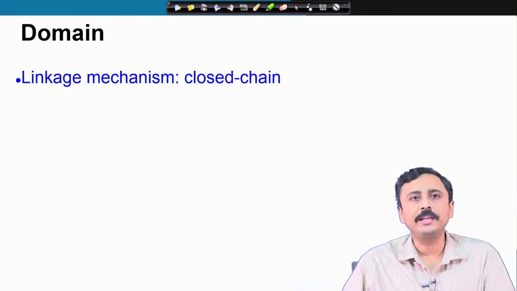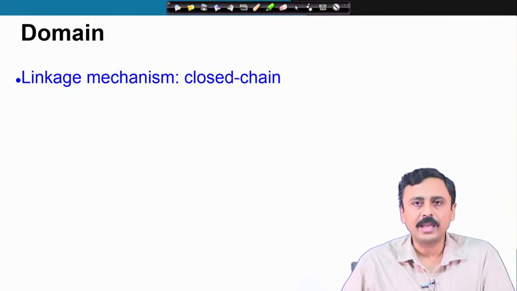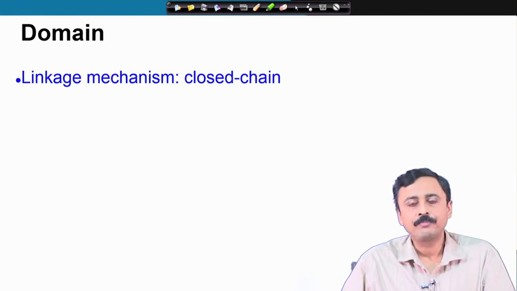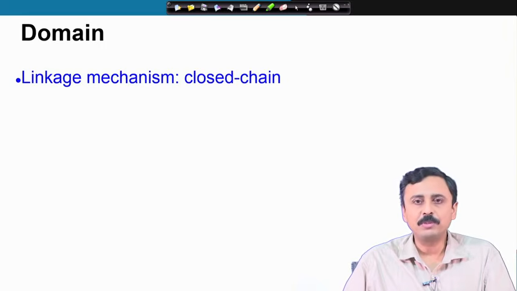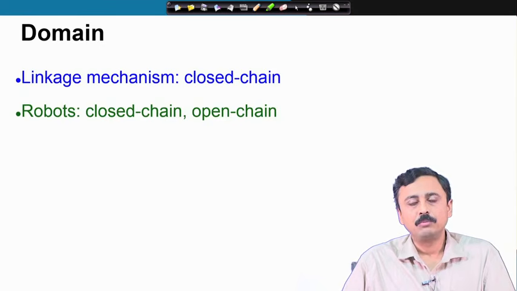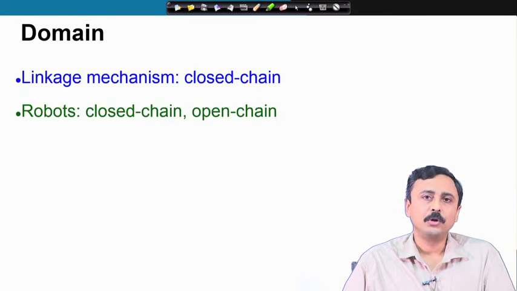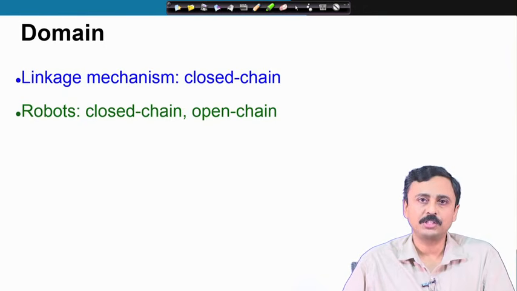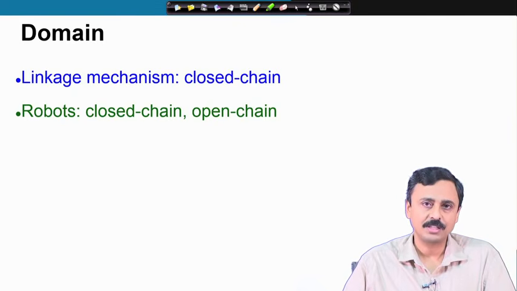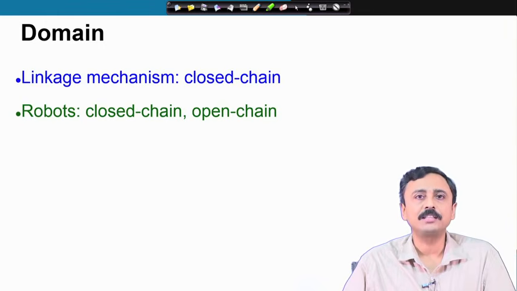Our domain of study is linkage mechanism. These are closed chain mechanisms. You also have open chain mechanisms which come under robots, of course, but under linkage mechanism we will be studying the kinematics of closed chain mechanisms. Robots, both closed chain and open chain. Nowadays robots are not just open chain manipulators, but also parallel manipulators, which are closed chain robots. So, we are going to discuss robots which are both open chain and closed chain. So, the kinematics of these systems, velocity analysis, acceleration analysis, etc.